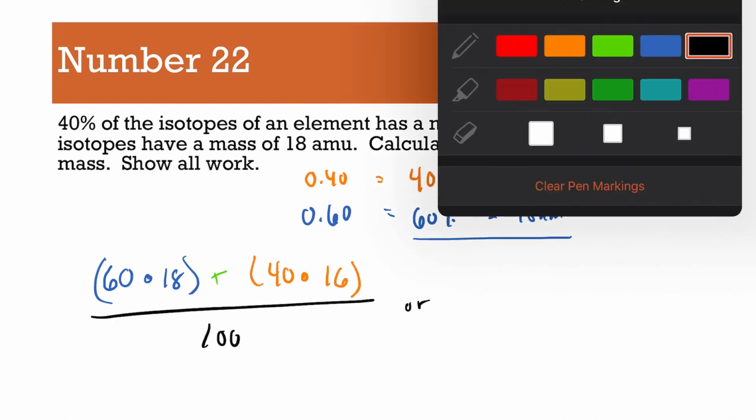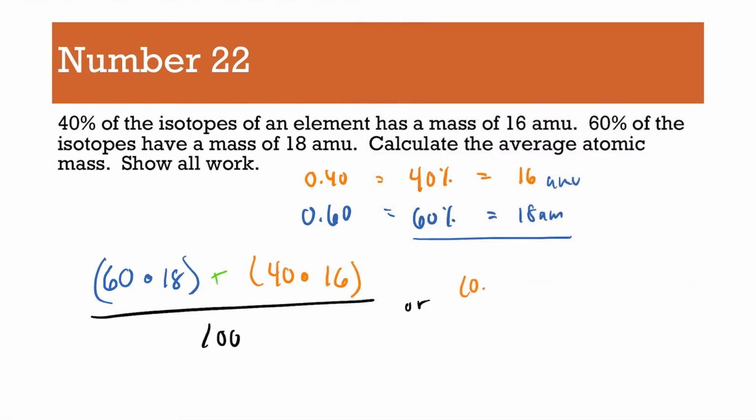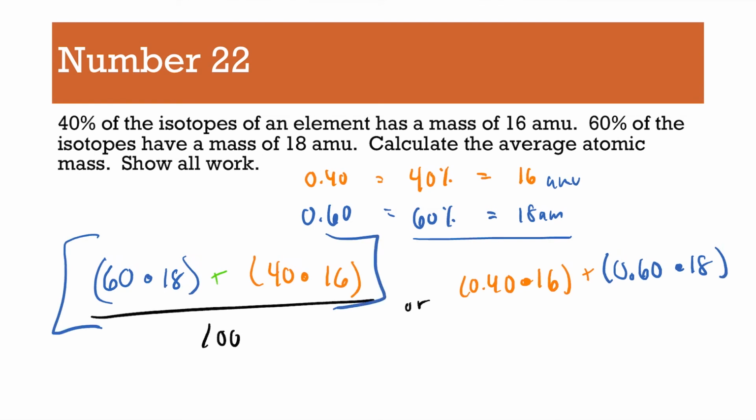Or if you want, you could do 0.40, so that percent as a decimal, times that mass of 16, plus the other percent as a decimal, 0.60, times 18 AMU. Now everything is set, everything's converted, so you don't need to divide by 100. So now what's left is to plug it into a calculator. And if you're doing it like this way, plug everything in, you need parentheses, that is your best friend.